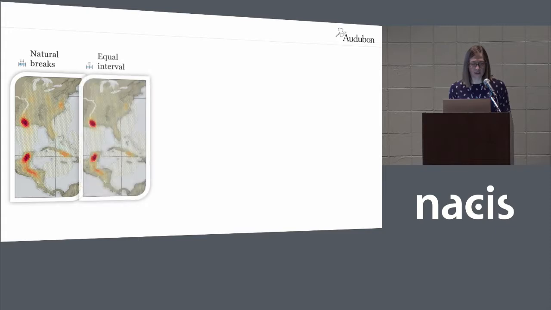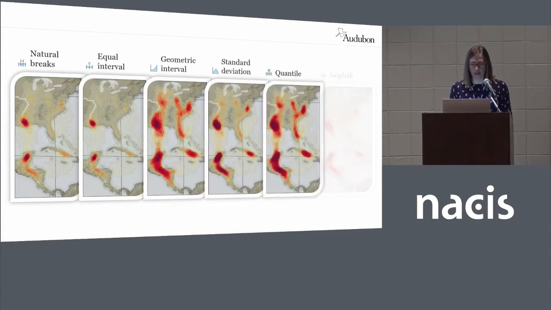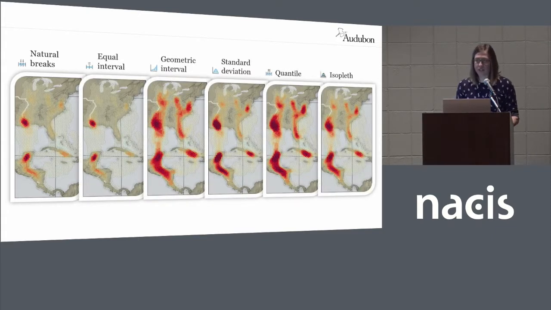So now we can just take a look at all of those side by side and see the differences and the similarities. You can see how quantile looks really good, but again, I'm not quite so sure exactly what it means. So geometric interval and standard deviation would be my second and third choices here.